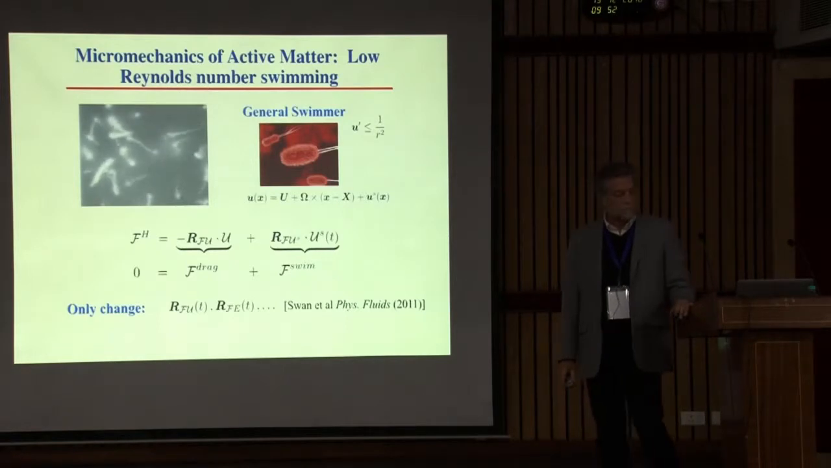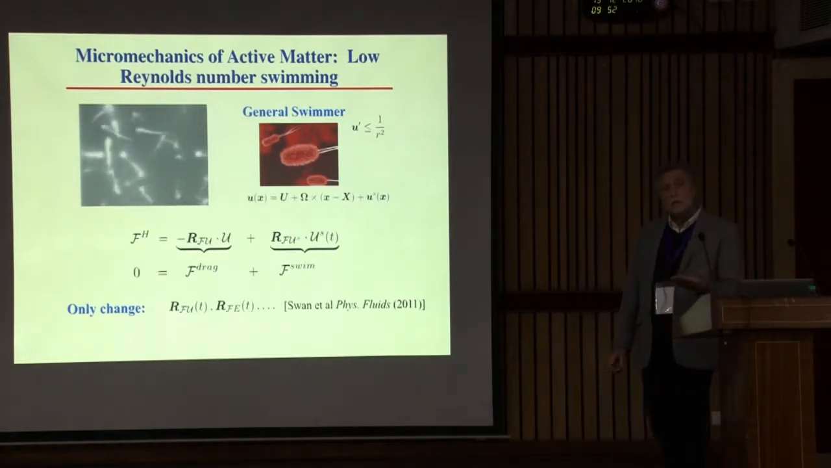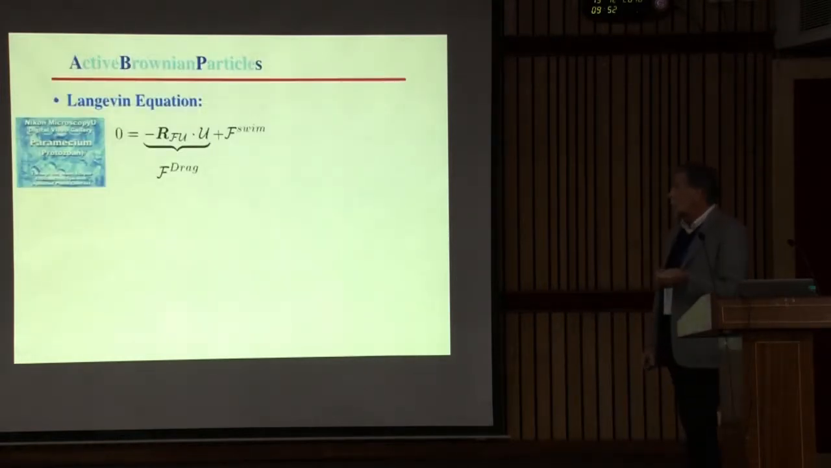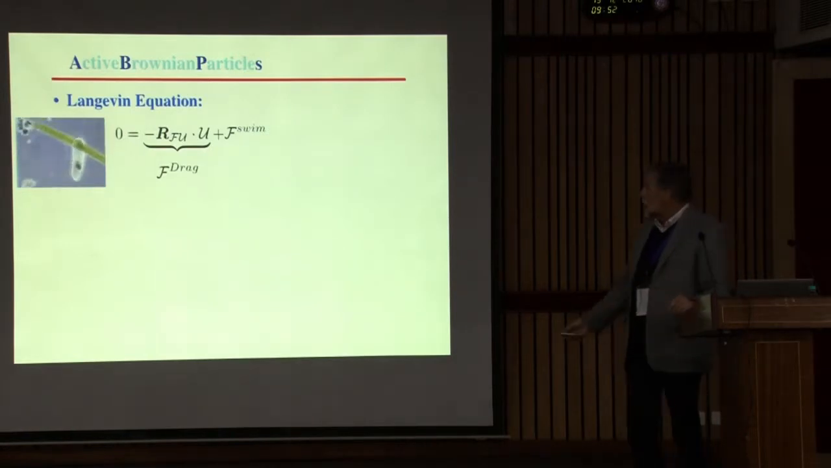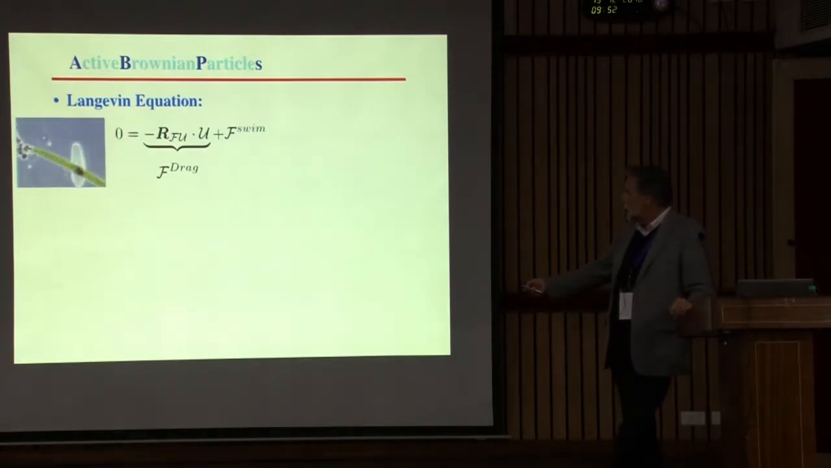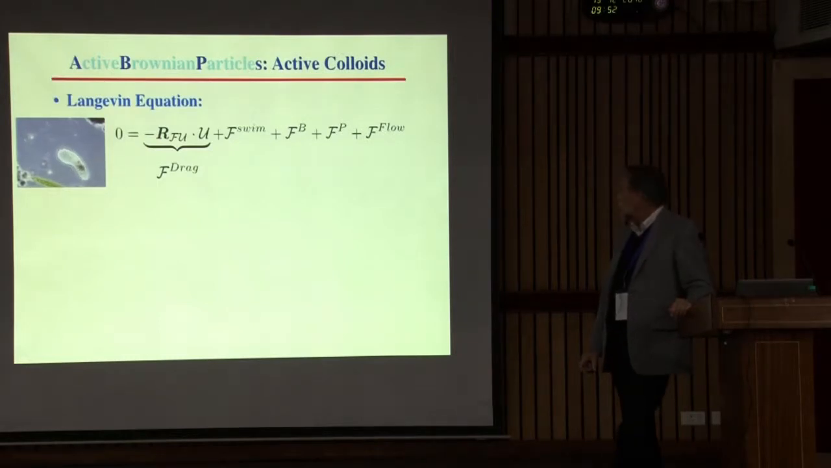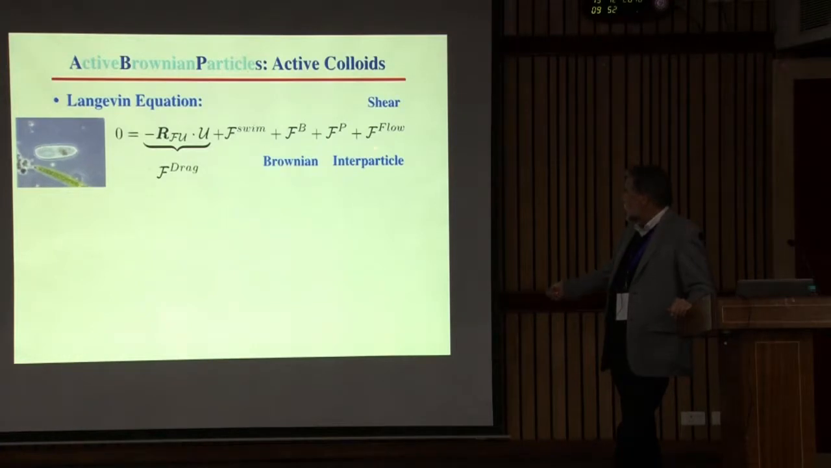It's always the same. And that gives rise to the simplest model you can make, which is called the active Brownian particles. So here's my paramecium. It's a Langevin equation for its motion, no acceleration, just drag and propulsive swim force. And this is nothing more than what would be called an active colloid. In colloid science, we're used to having Brownian forces, interparticle forces, and shear forces.